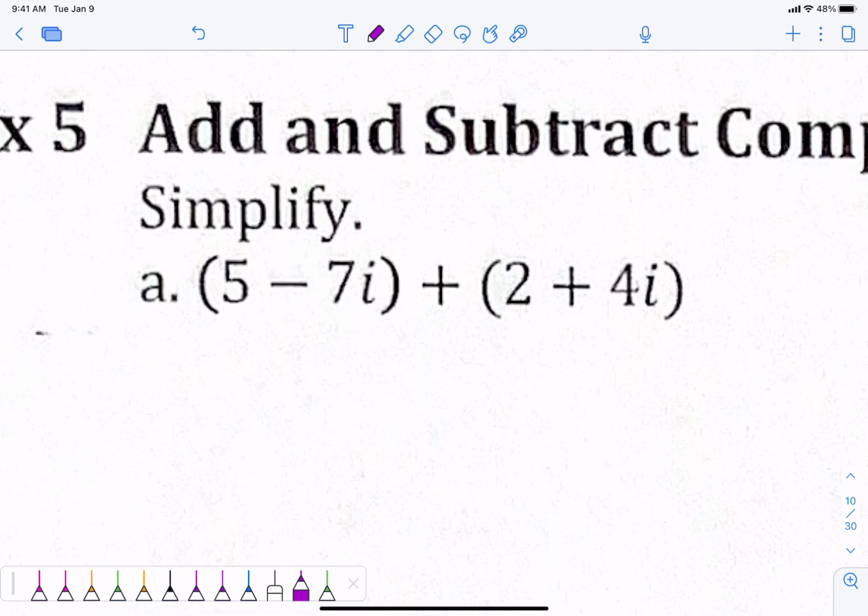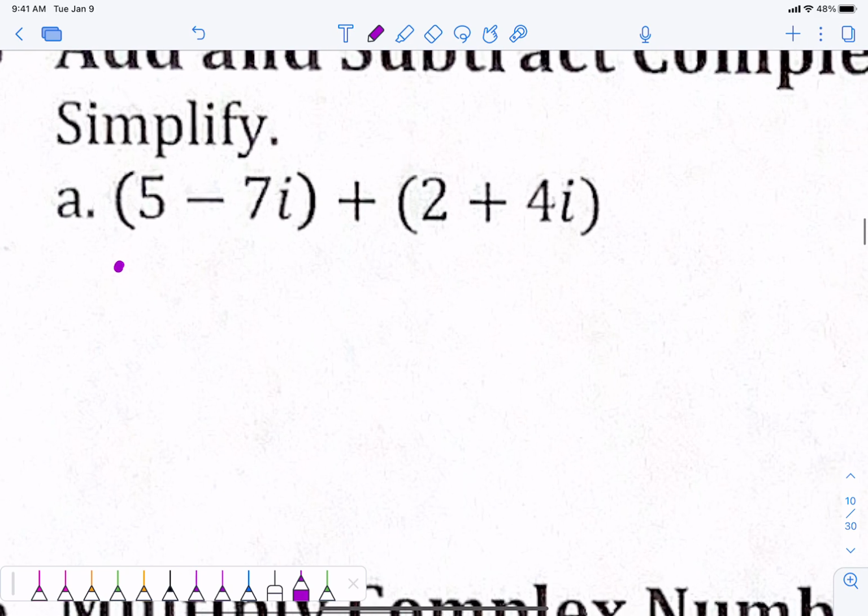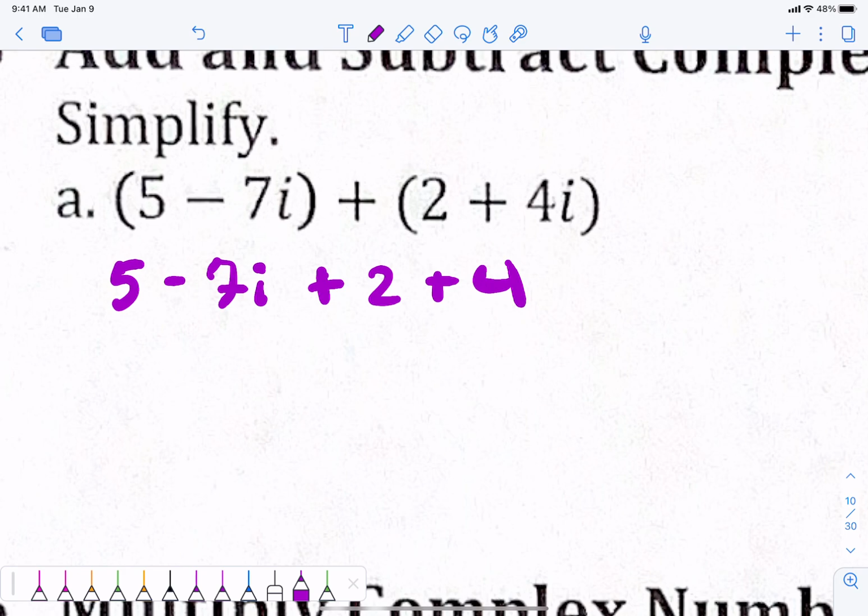We've got these 2 things together, and you treat the i's like a variable, like an x. All we need to do is add together like terms, and that's it. The first thing I do is drop the parentheses: 5 minus 7i plus 2 plus 4i. Then I combine the like terms.